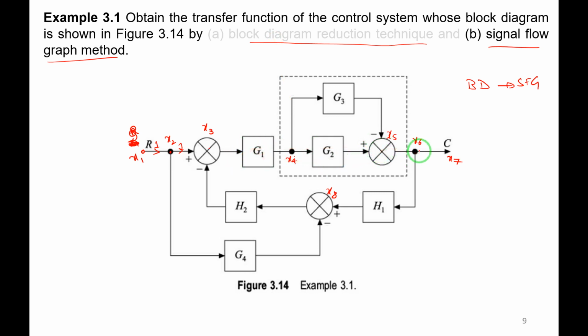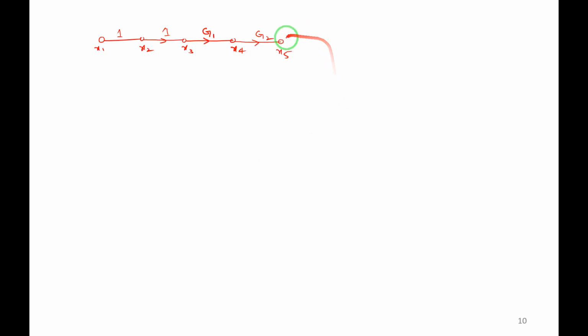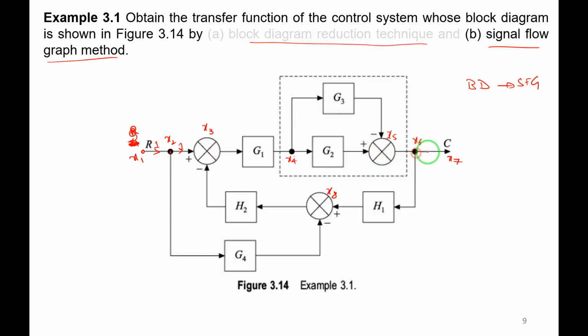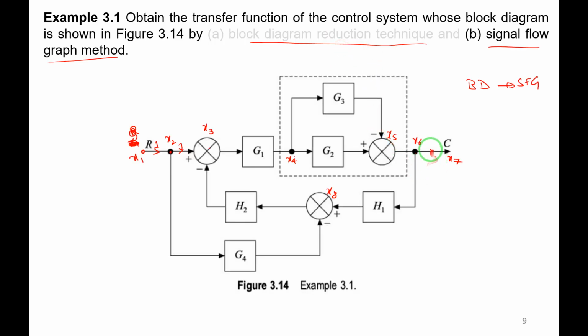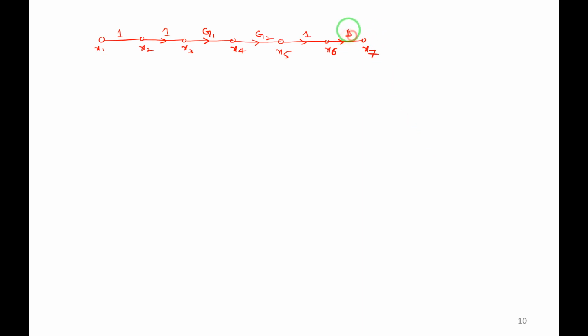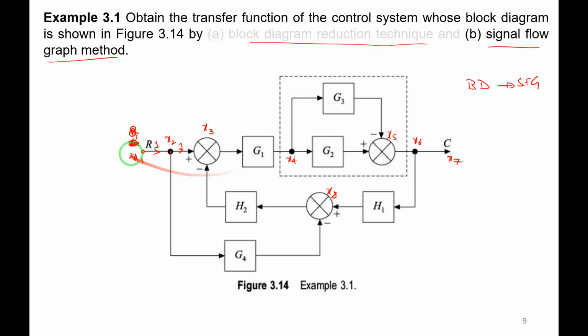Then X5 to X6, it is unity gain once again. Then X6 to X7. X7 is the output here. Gain is once again unity only. If nothing is given, gain is unity. Main forward path I have covered, starting from the input node. Then the other things, feed forward path, feedback path, all those things I will take care.